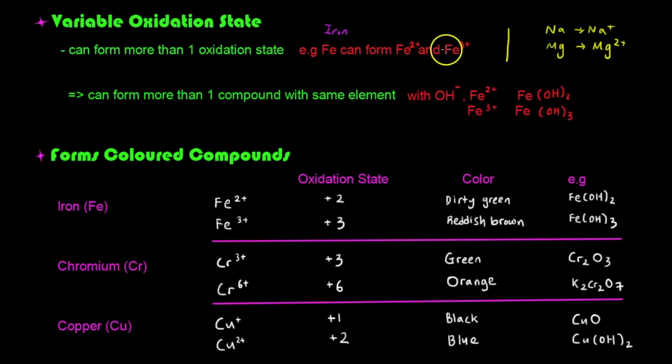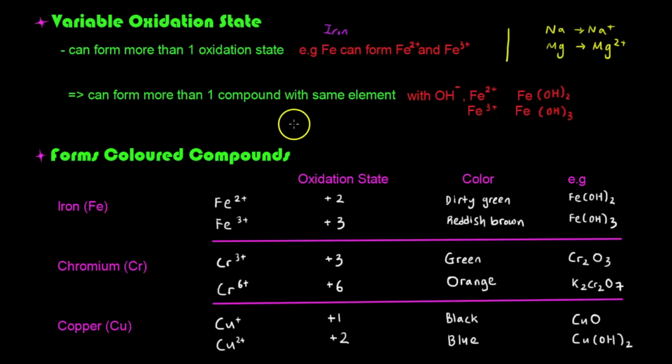The significance of this is that when you have multiple oxidation states, you can be 2+ or 3+, and you can form more than one compound with the same element. For example, with OH-, Fe2+ forms Fe(OH)2, and Fe3+ forms Fe(OH)3. This is a very significant difference, because one atom can form two different cations, which can form two different compounds. This is very useful for us.